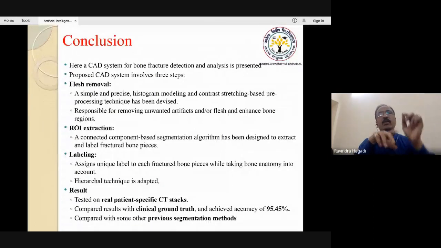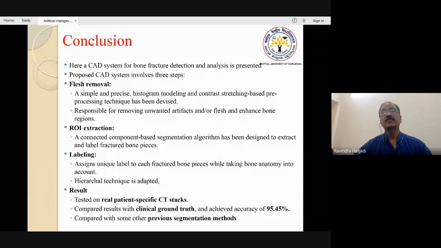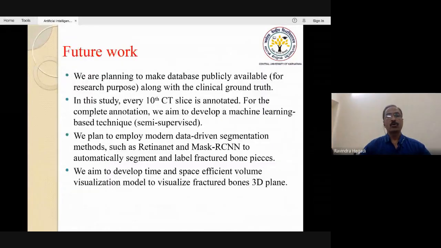So start with 1, and if we have pieces among them, label them 1, 2, 3, something like that. Another bone part starts at 2, then that will start with 21, 22, 23 like that. That hierarchical technique we have adopted. We tested on real patient-specific CT scans that we collected ourselves, and we got a good result of 95.45%, and we compared with some of the other methods also. Then in future what we would like to do.